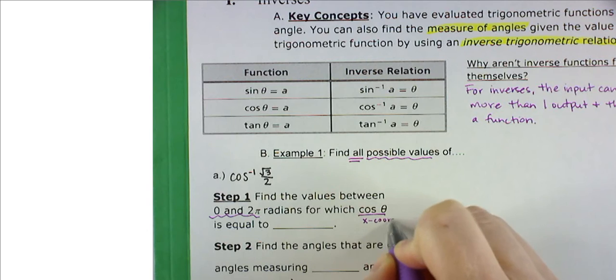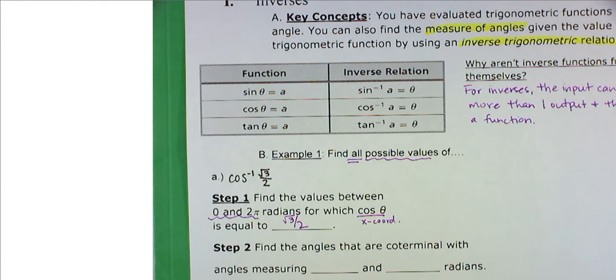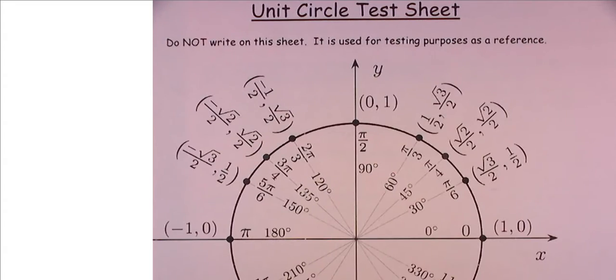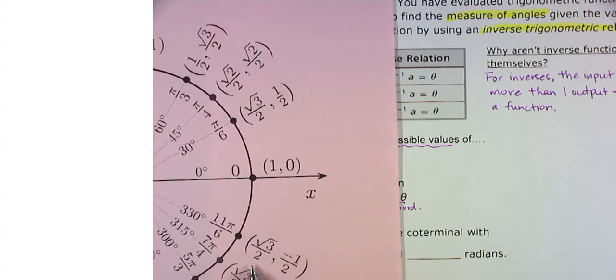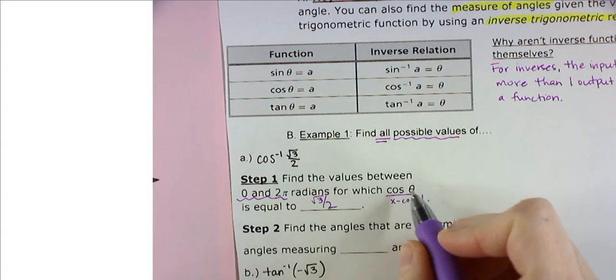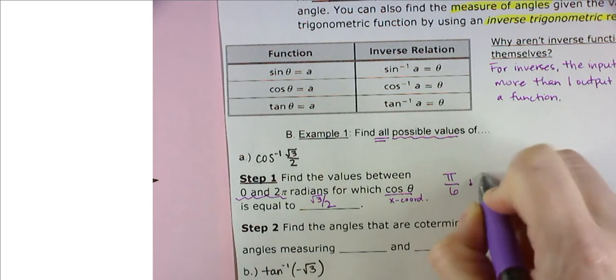For this, you guys can just use the unit circle that you made. You're just going to look for all of your x values where you have √3/2. √3/2, a positive value, happens at pi/6. Then you want to find the other value, which is at 11 pi/6. So step 1 would be pi/6 and 11 pi/6. Those are the places where your x coordinate is √3/2.